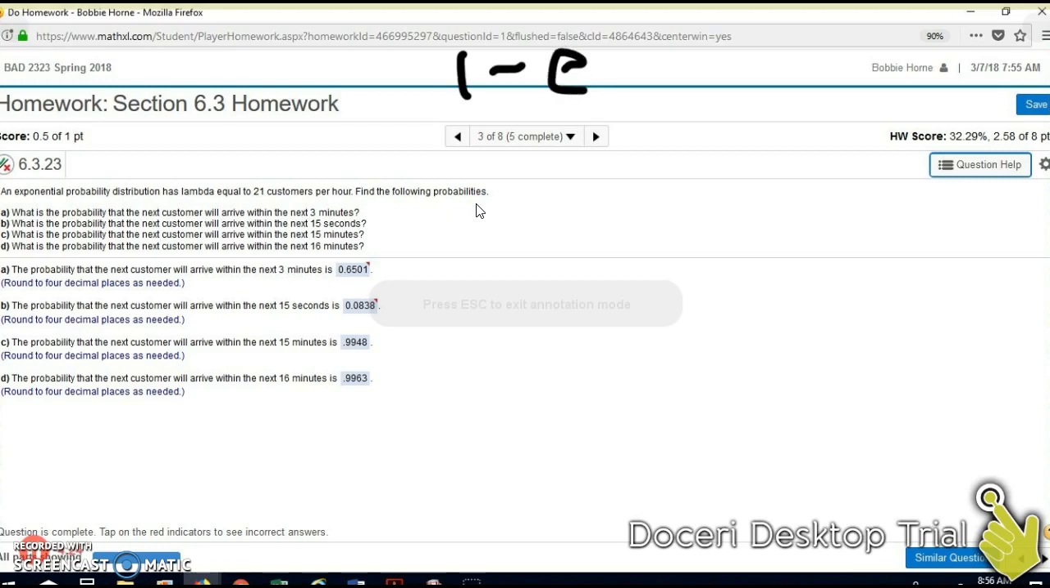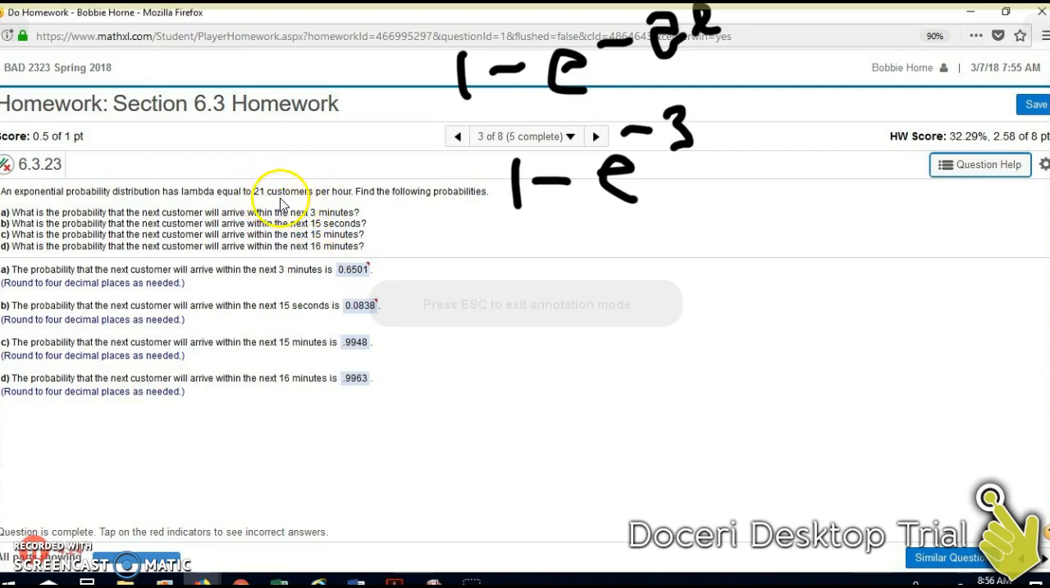Well, you can do this in your cell phone. I'm trying to write with my finger, but I actually did them that way because I'm out of batteries for my calculator. But anyway, so for A, you would do 1 minus E to the, let's see, we won't arrive within the next 3 minutes, so to the -3. Now here's the kicker.